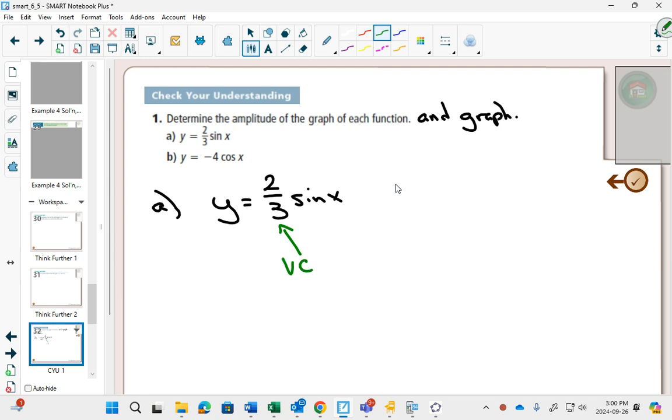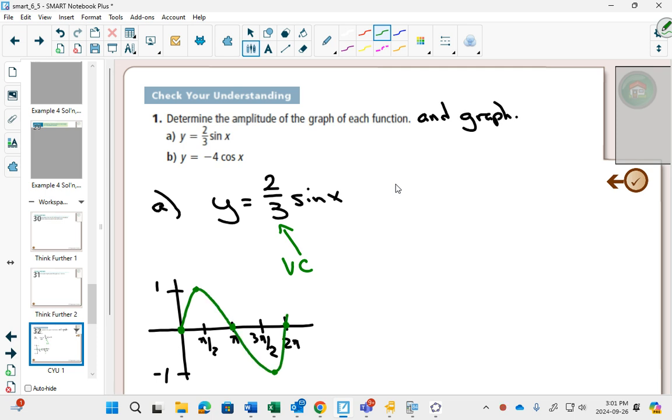Since it's less than 1, it would be a vertical compression. So you would have to know your parent graph of sine. So how do we graph our parent graph of sine? We draw all of our axes family. So 2 pi, pi, pi over 2, and 3 pi over 2. We label our maximum at 1 and minimum at -1. Sine of 0 is 0. So you're going to hear me say about sine that sine starts in the middle going up. And so here's our sine graph. We'll label it.